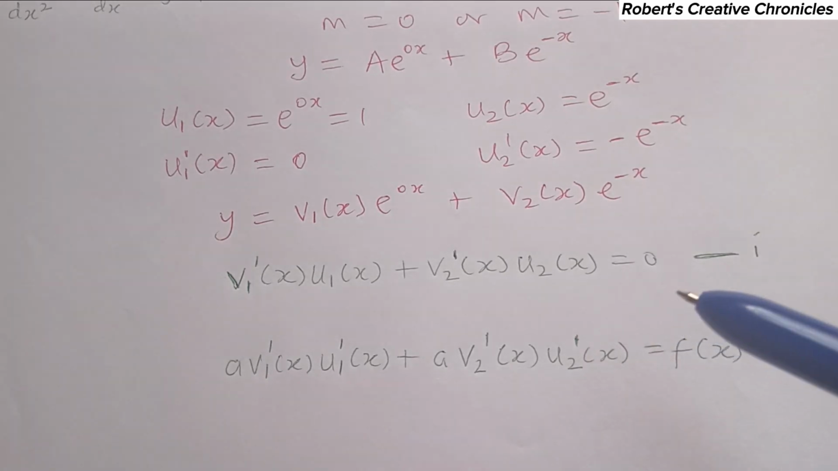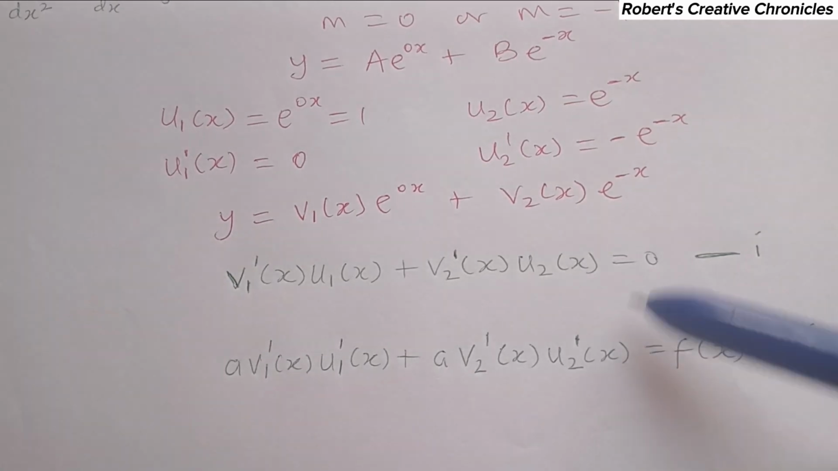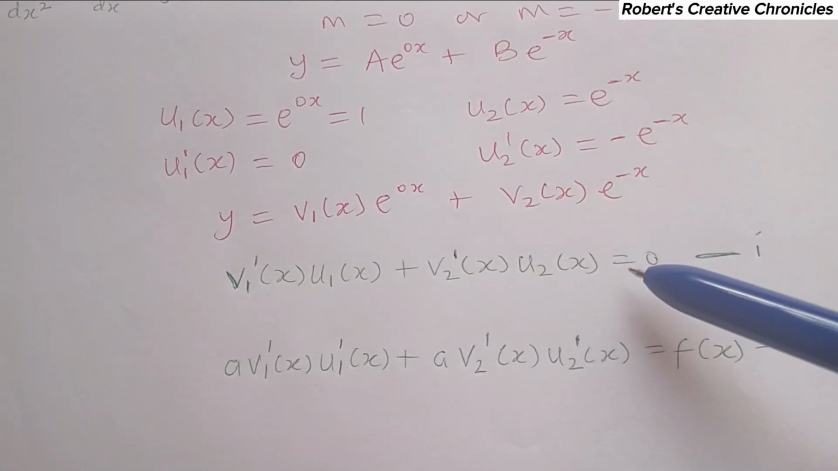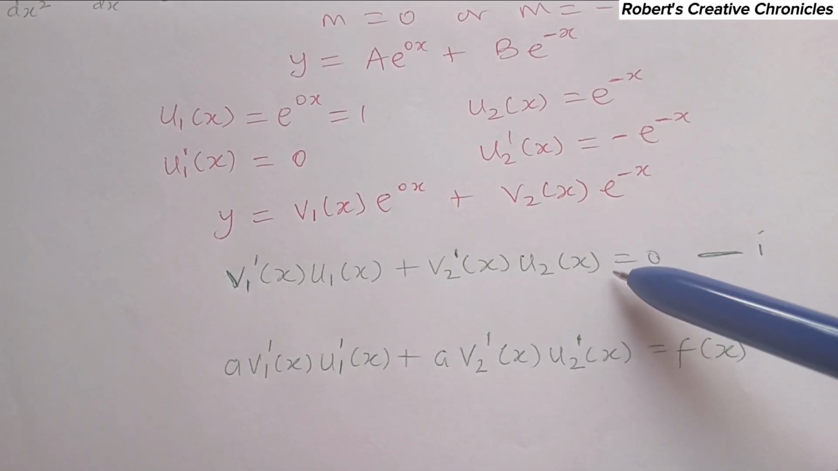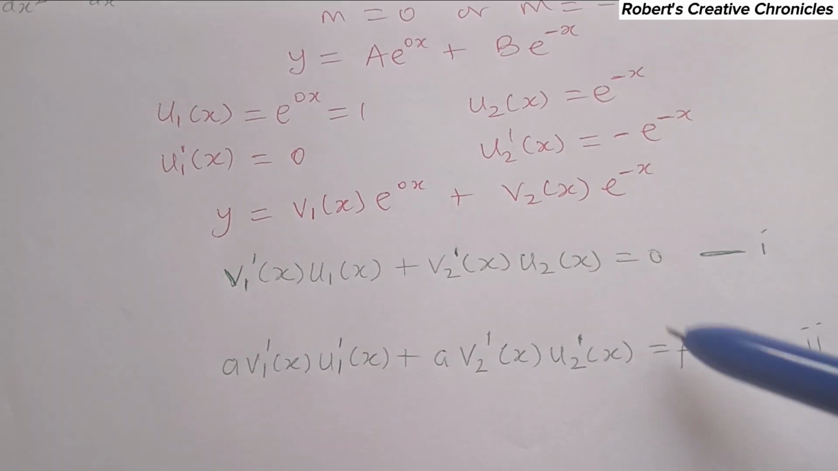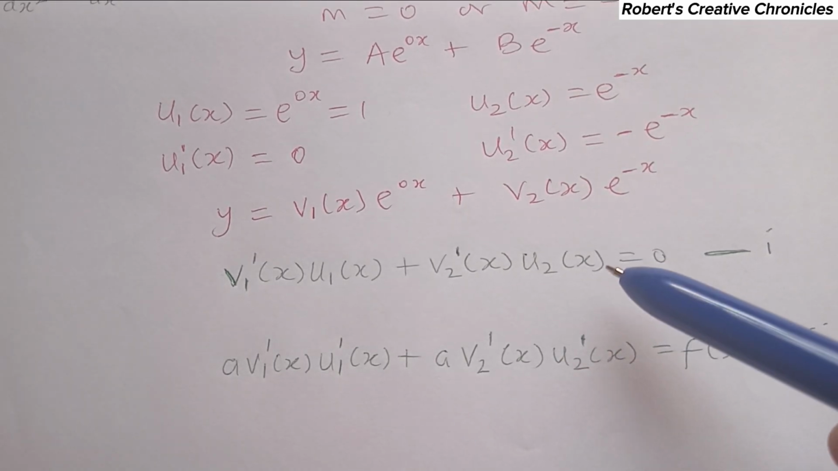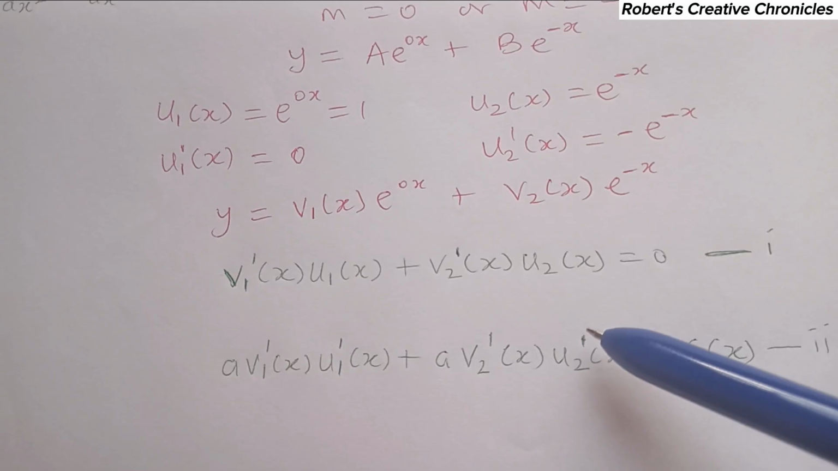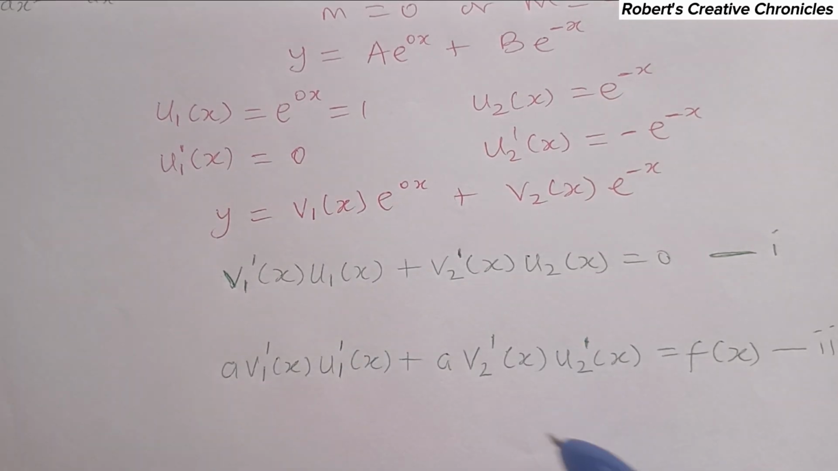These two equations are constant. These two equations are always used in the method of variation of parameters. So you need to note down and memorize these two equations because you are going to use them when you are solving using the method of variation of parameters. You cannot avoid these two equations. So we can substitute into these two equations now.